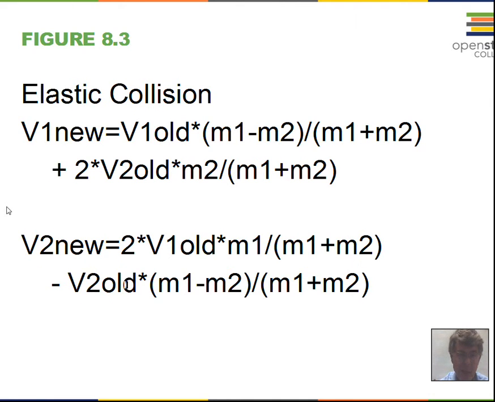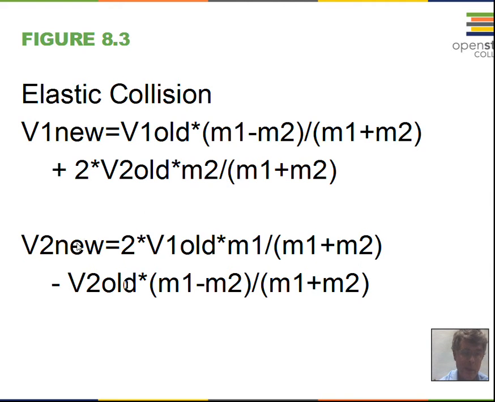Well, there's some algebra that goes with conservation of momentum and conservation of kinetic energy. When you do that algebra, then you get the following relationship here. And I did not subscript these, but there are no powers of 2. This is the velocity of object 1 after the collision equals velocity of object 1 before the collision times the mass of object 1 minus the mass of object 2 divided by mass of object 1 plus the mass of object 2. And a second term, 2 times the original velocity of object 2 multiplied by mass 2 and divided by the sum of the masses.